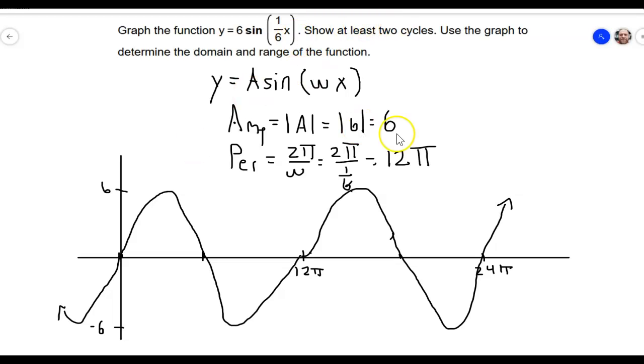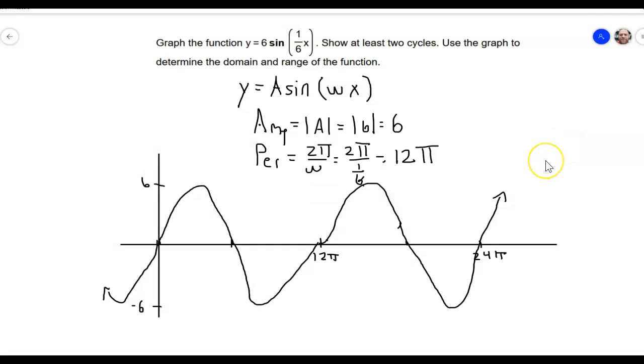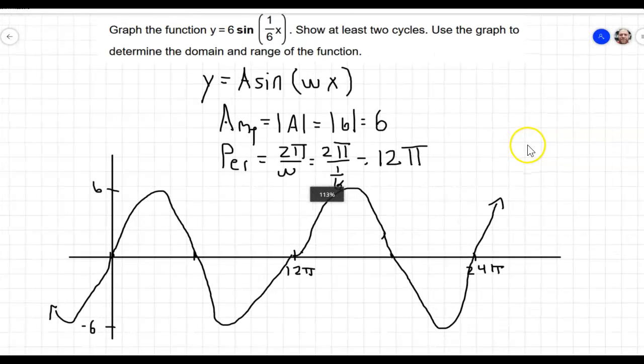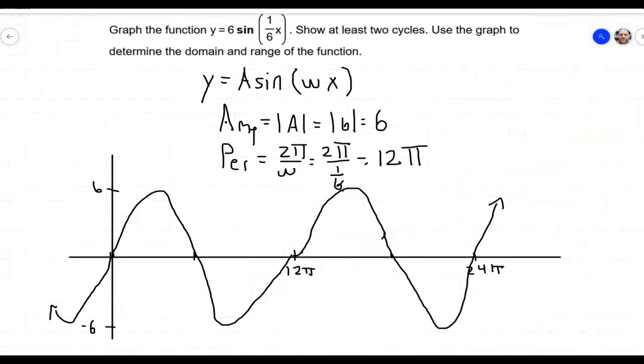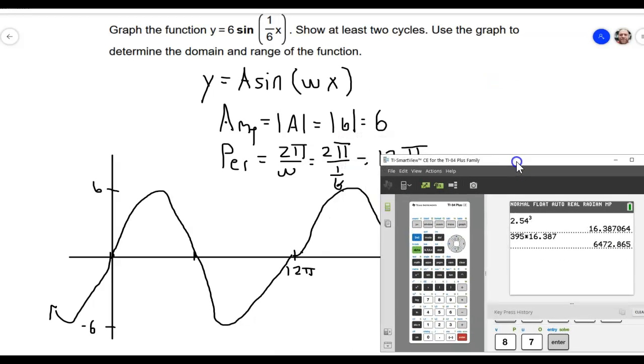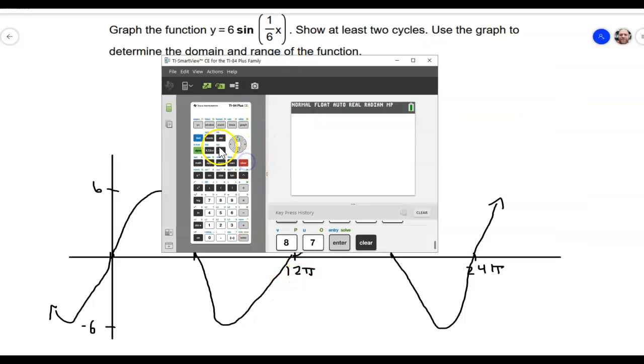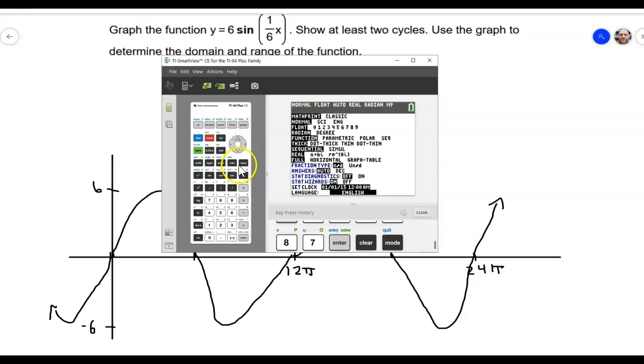So from what I know about sine functions, this is what it should look like, based off the information they're giving me. Now I want to use both my graphing calculator and the Desmos graphing calculator to verify that. Let's do the graphing calculator first. It's just good to practice on that. I am in radians here, so I want to make sure I check my mode. I am already in radians, so we're good.